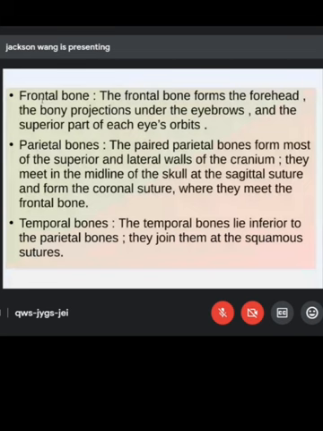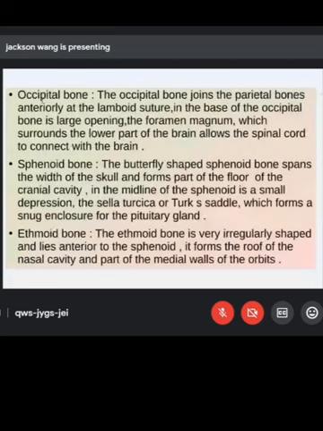They join them at the squamous sutures. Occipital bone, the occipital bone joins the parietal bones anteriorly at the lambdoid suture. In the base of the occipital bone is a large opening, the foramen magnum, which surrounds the lower part of the brain, allows the spinal cord to connect with the brain. So the foramen magnum, ça veut dire le foramen magnum, et the spinal cord, ça veut dire la moelle épinière.